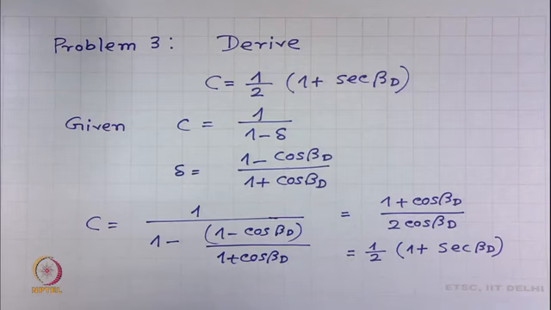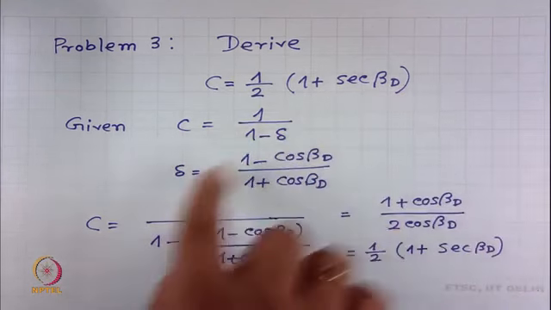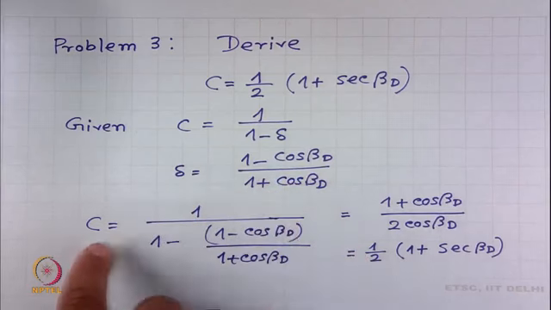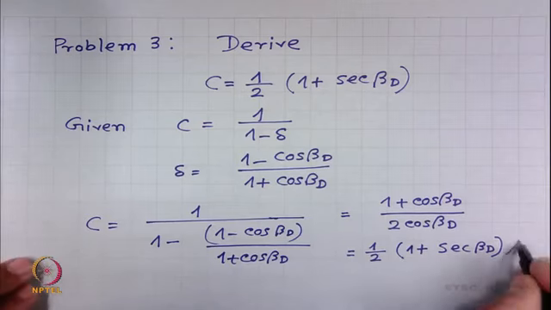Then we solve problem number 3, derive this expression. We know C is equal to this and delta is equal to this. Then by substitution we can obtain C is equal to this. So, this is the answer to this problem.